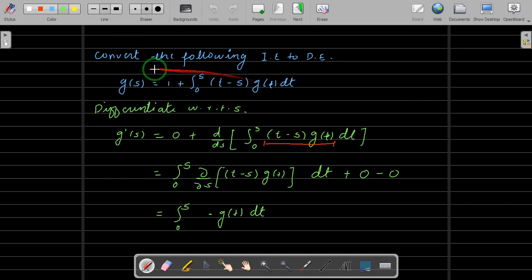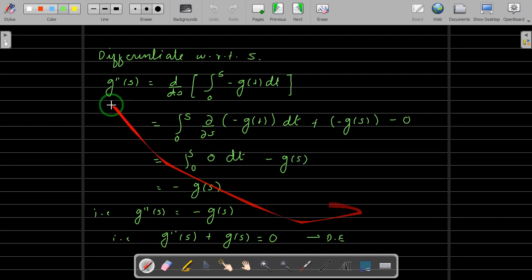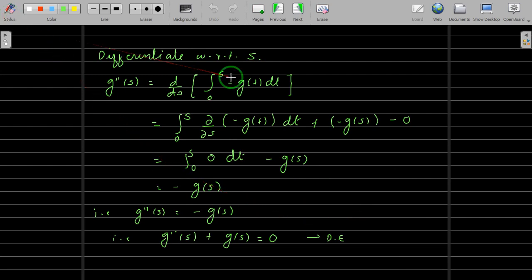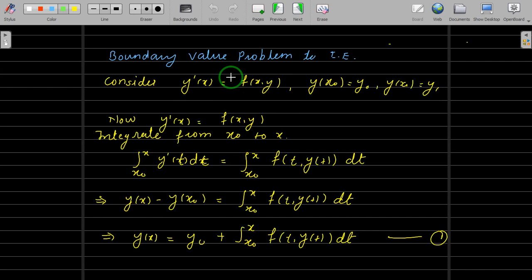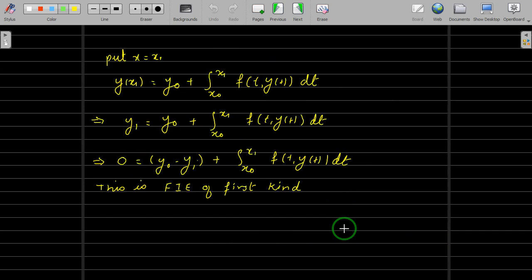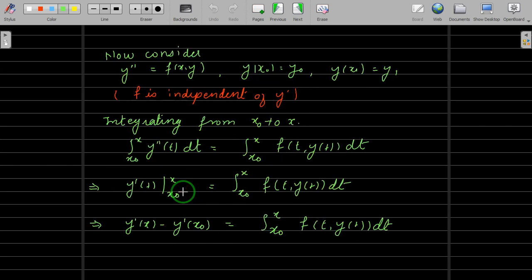What you have done is you have converted this integral equation to a differential equation. That was very clear. Then the question was how to convert a boundary value problem to an integral equation. For that matter, we have taken y dash of x equals f at x comma y with these boundary conditions. Then we integrated, we got these values, and finally we got the Fredholm integral equation of the first kind.